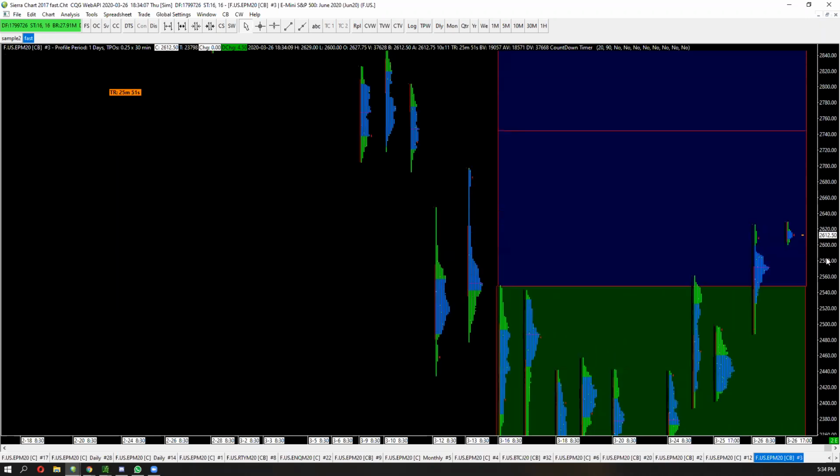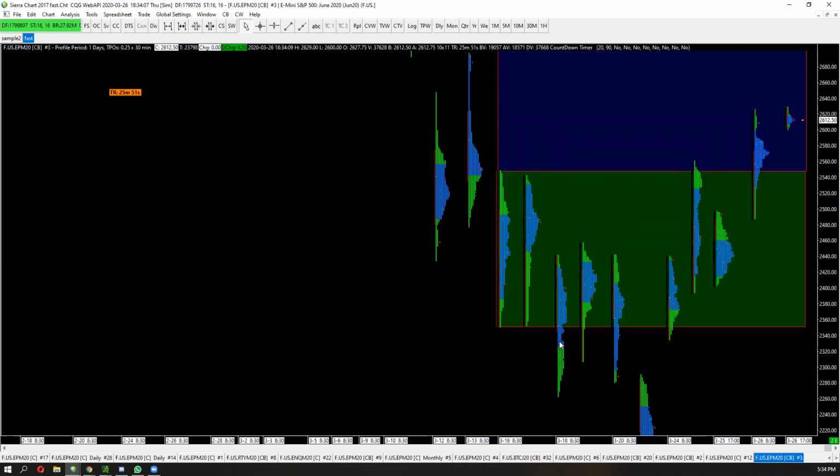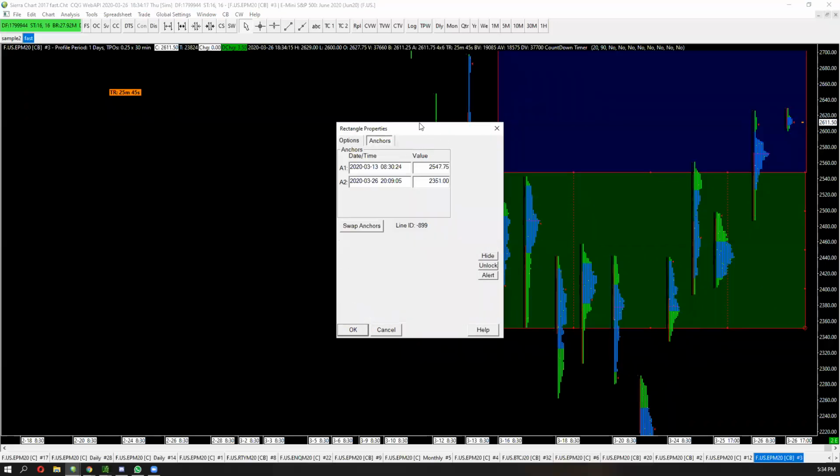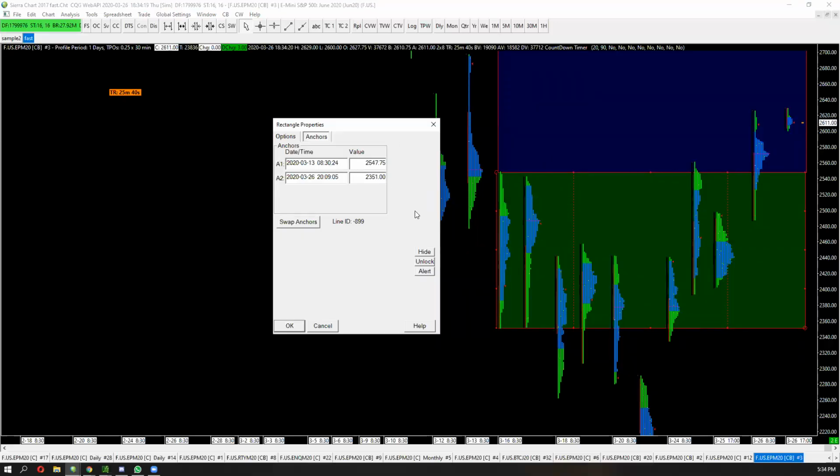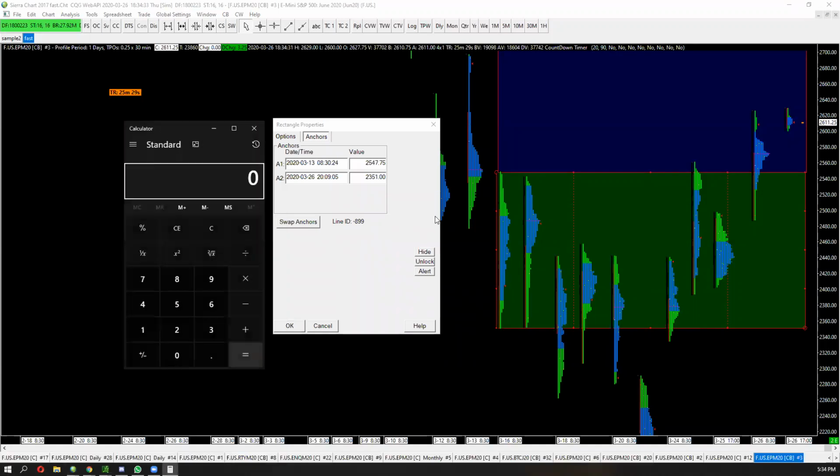Now, what I usually do is I'll take this area and I'll look at the top and the bottom. So this is 25.50, 25.47 3/4, and 23.51, and then just basically cut it in half. And this is really so simple. And Peter Resnicek said to do this.